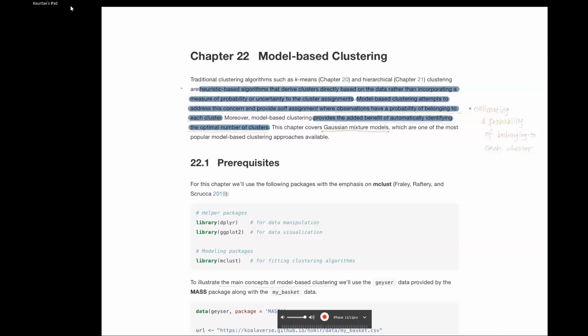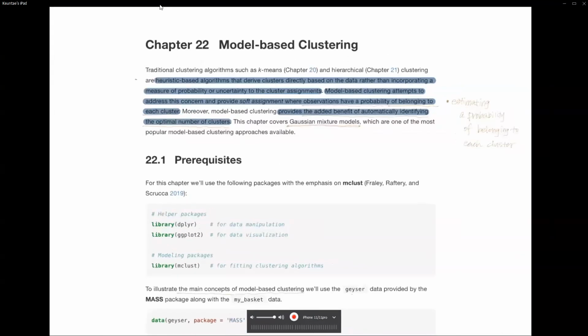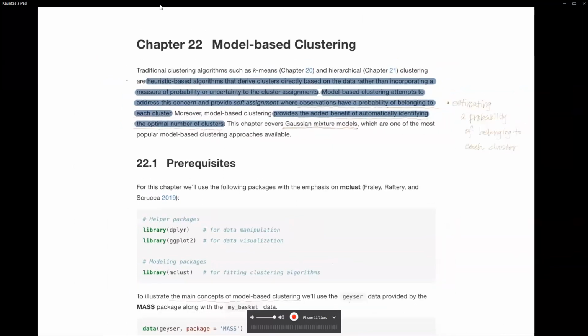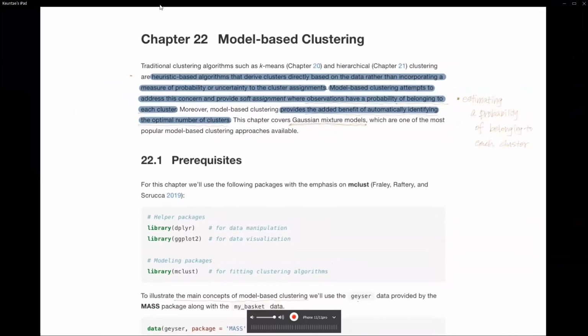Then let me share the screenshot. Okay, can you see the screenshot? Yes, I can see it. Can you see that clearly? I can see your notes and the highlight. Yeah, right. Okay. All right. Okay. Let's see.